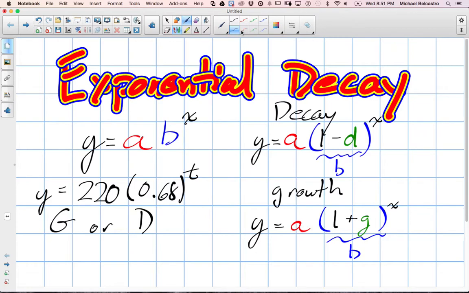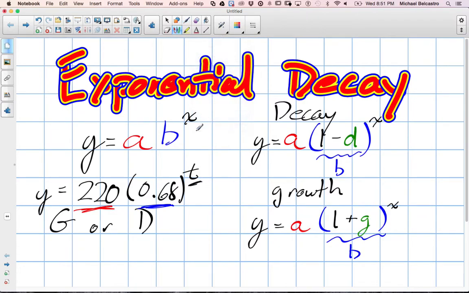Well, let's first try to relate it to one of these two models. Actually, let's first relate it to our original. Which of the numbers in our question is the a value? 220. Great. So that's where we're starting. Apparently, they start with 220. What's our b value? The 0.68. And the x is the t. T usually represents time.